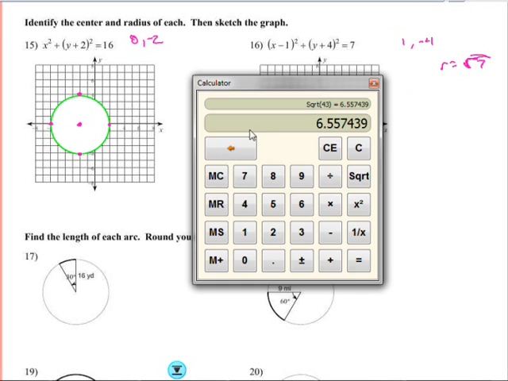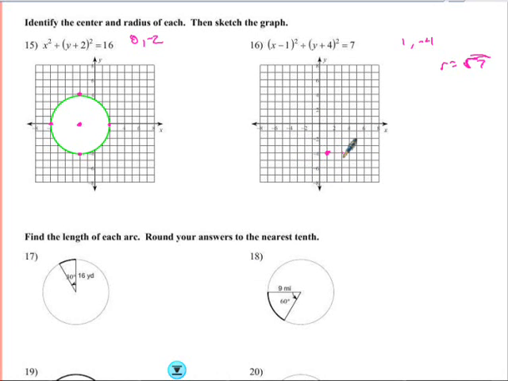And then the square root of 7 is about 2.6. So over 2 and a little bit more. Down 2 and a little more than halfway. Again, these are just estimates here. We're sketching, so it doesn't have to be perfect.